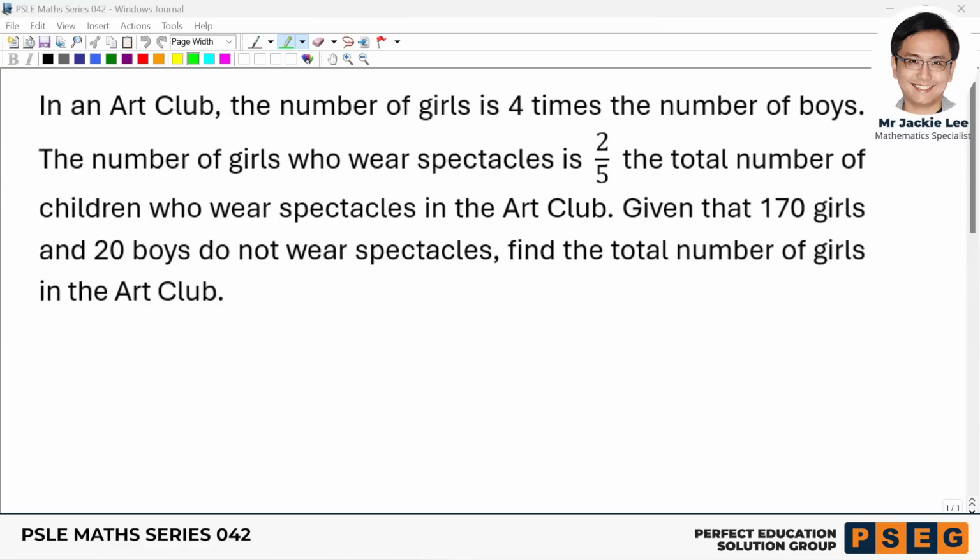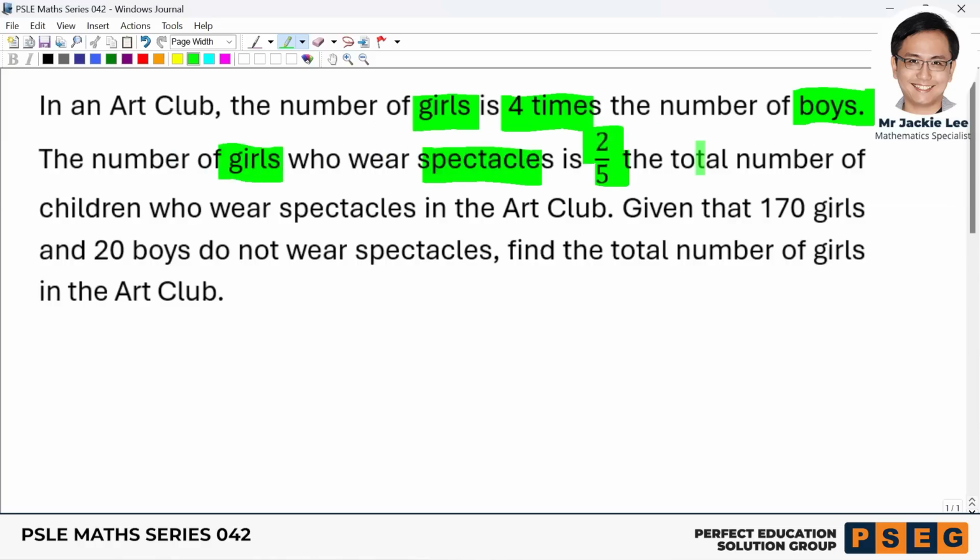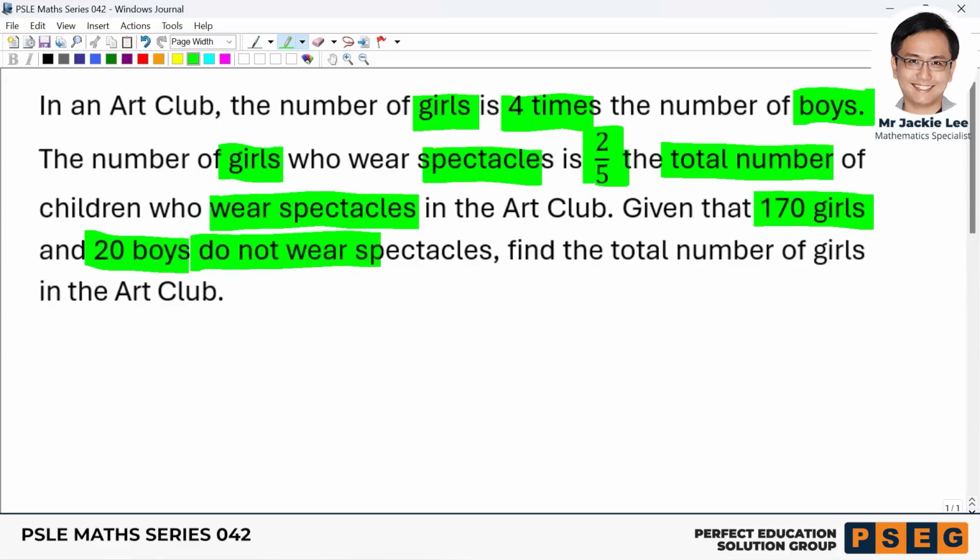In this question, now we have the number of girls is 4 times the number of boys. And then the girls that wear spectacles are actually 2/5 of the total number of children who wear spectacles. Furthermore, 170 girls and 20 boys do not wear spectacles, right? The question simply asks for the total number on the girls' side.